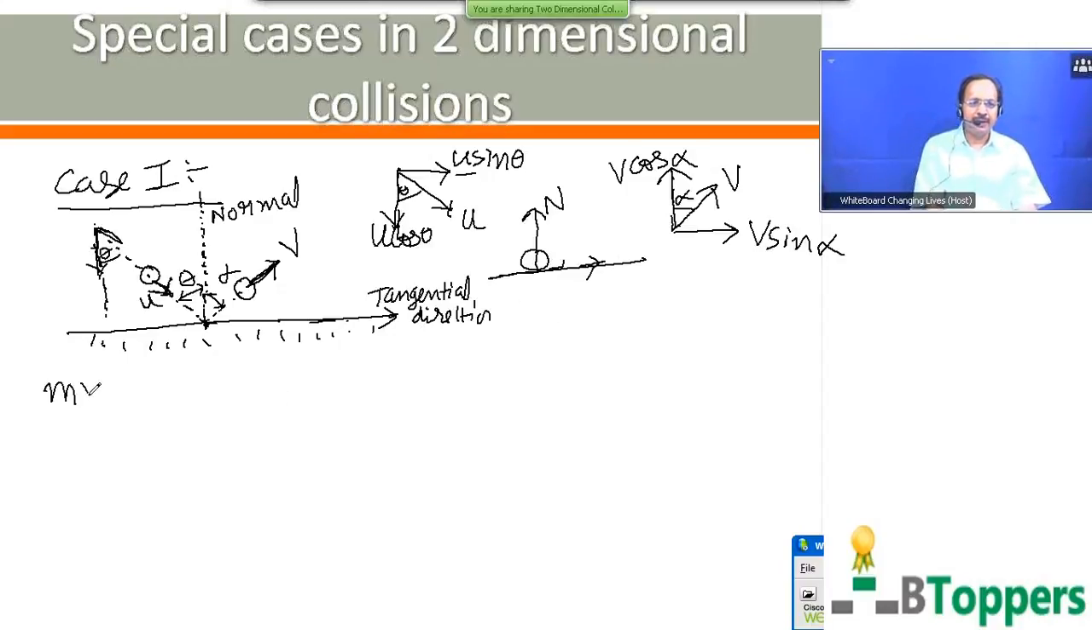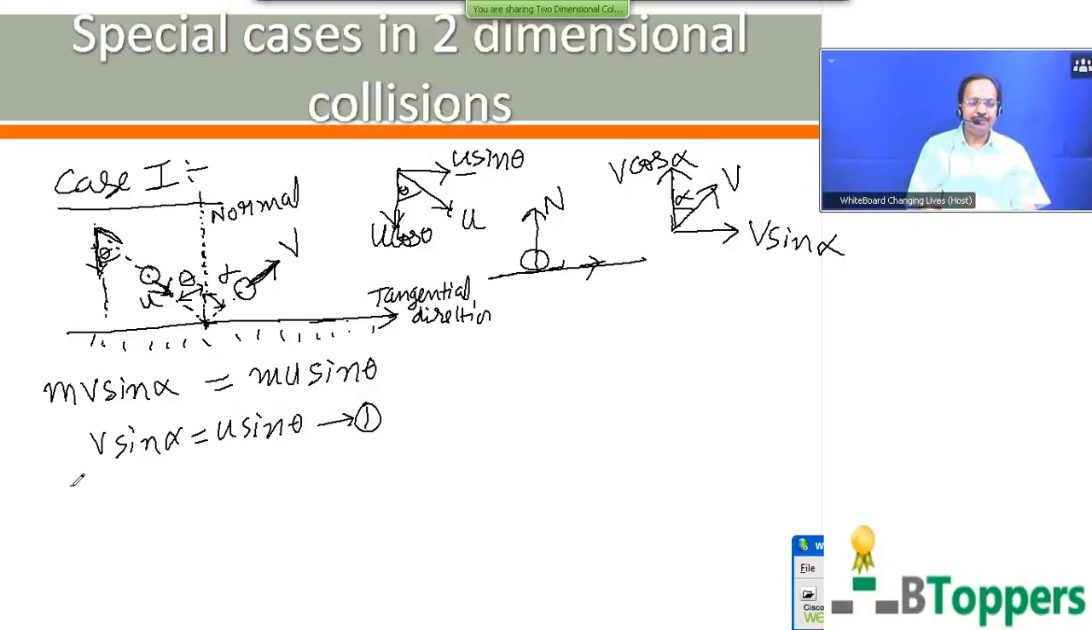So the momentum in the tangential direction just after collision is m v sin alpha, equal to the momentum in the tangential direction just before collision. The mass of the ball is constant. We can write v sin alpha equal to u sin theta in the tangential direction. In the normal direction, you can treat the collision like a one dimensional collision, as I told you. We are considering the collision between the ball and the plane with which it collides.